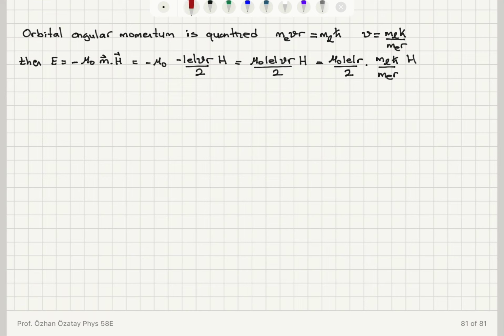So I'm going to see that the radius R disappears from this equation, and at the end I find that the energy is given as mu 0, in parentheses, E h bar over twice the mass of the electron, times m sub L times the magnetic field H. So the quantity in parentheses is known as the Bohr magneton. So I can write this energy as mu 0 times the Bohr magneton times m sub L times H.